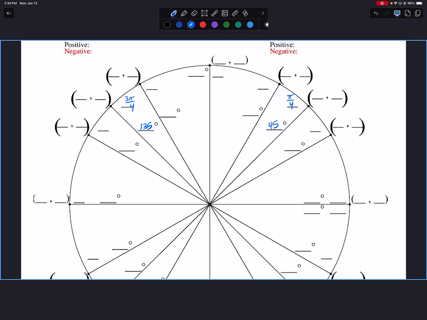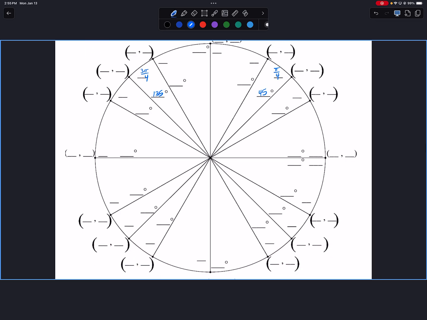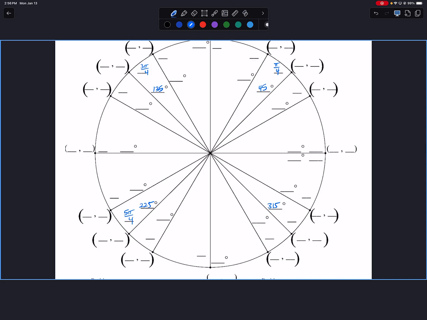Okay. In quadrant 3, this middle angle right here is how many degrees? 225? What's the radian measure? 5 pi over 4? And then quadrant 4. 315? Which is, what's the radian measure? 7 pi over 4.